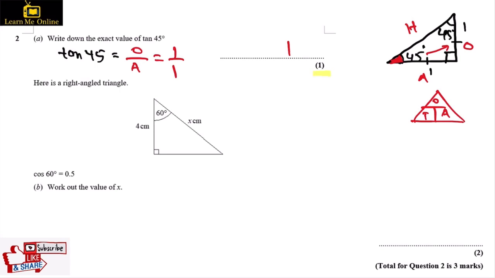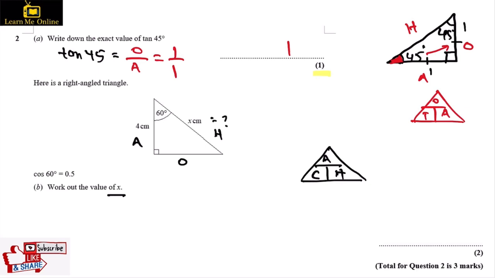Alright, here we have got the next one now. This says that cos 60 is 0.5. Now we see that the right angle triangle is drawn already and we are finding this x value. This is the x value we are looking for. I'm going to draw the cos triangle on the side, so this is going to be CAH. According to the angle 60, this is opposite, this is adjacent, and this is hypotenuse.